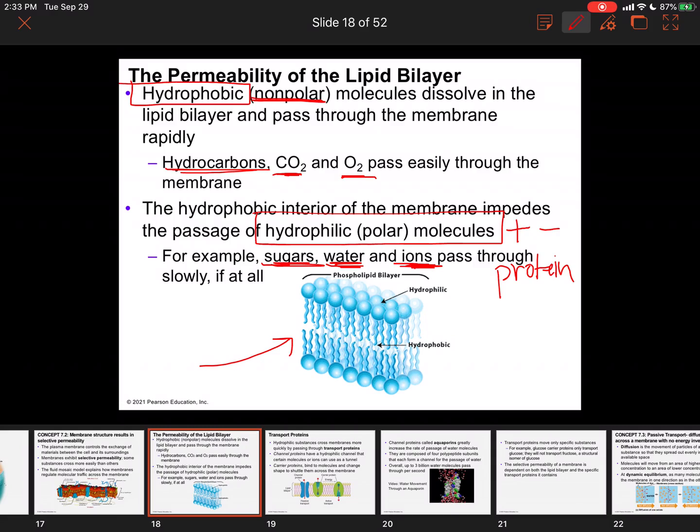Okay, remember we have the hydrophobic, which is that negatively charged region inside, and then we have the positively charged phosphate heads on the outside. So hydrophilic would be on the outside, hydrophobic on the inside.